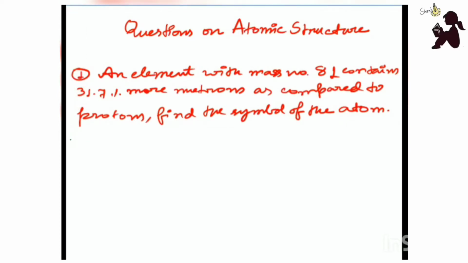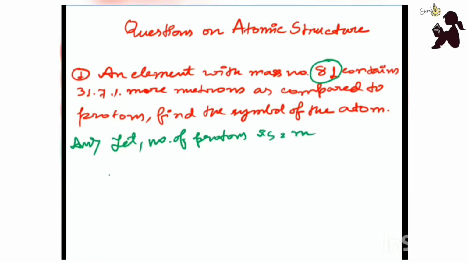So let's see the first problem. An element with mass number 81 contains 31.7% more neutrons as compared to the protons. Find the symbol of the atom. So let us assume that the number of protons is n. What will be the number of neutrons? Here they already say that it is 31.7% more. That we will write as n plus 31.7 by 100 into n.